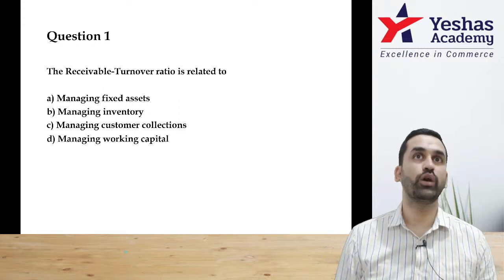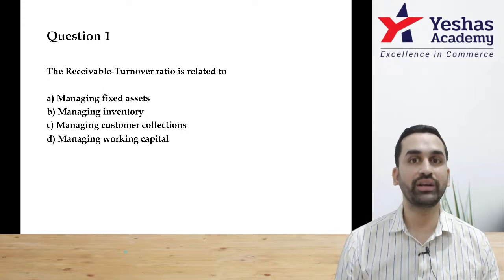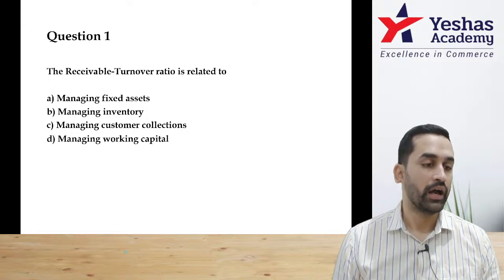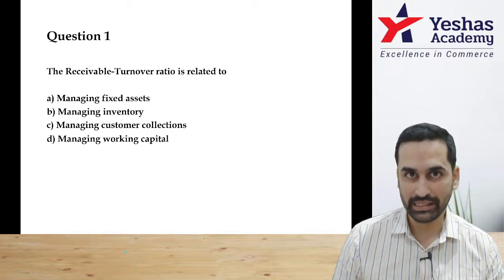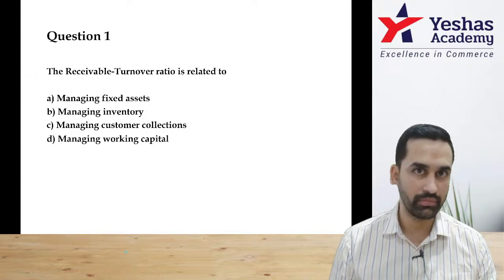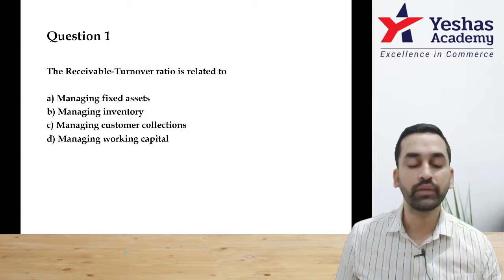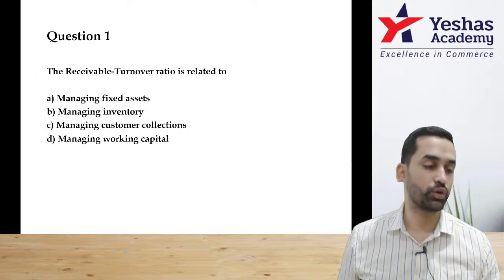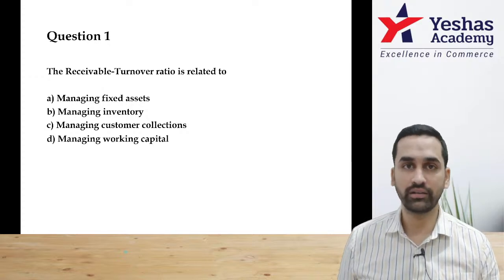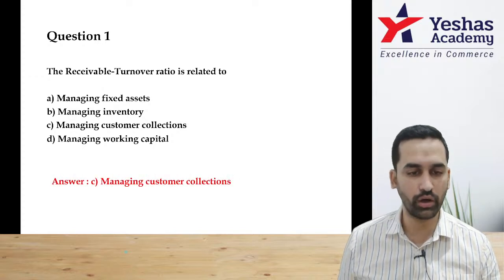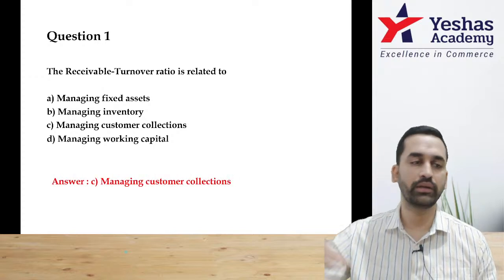How quickly you follow up with your customers, how good are your credit customers, do we have too much of bad debts, are your debtors paying on time, and all of that is based on receivable turnover ratio or debtor turnover ratio. So the answer is option C, managing customer collection.